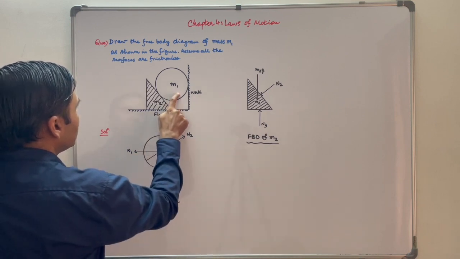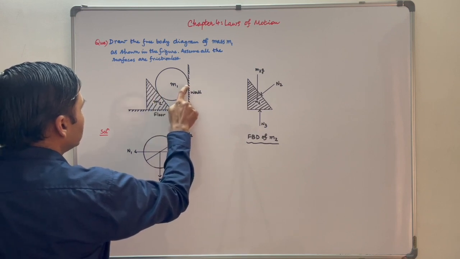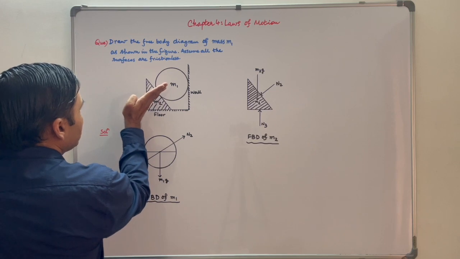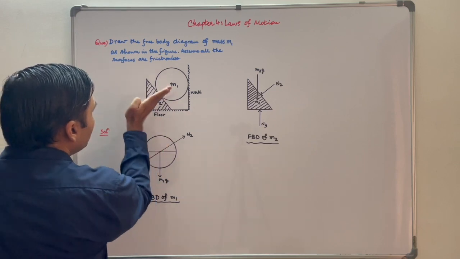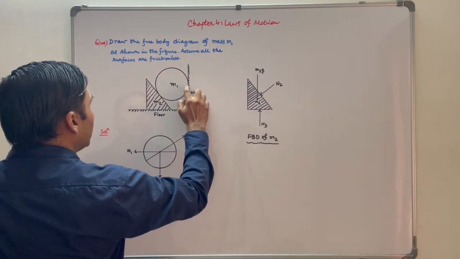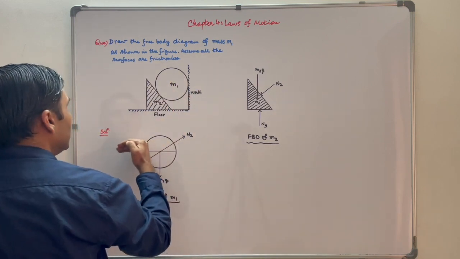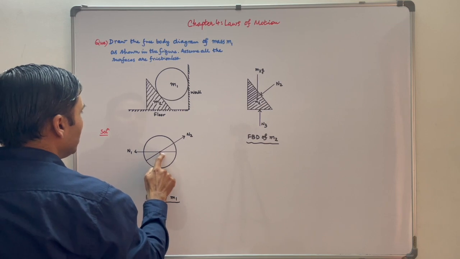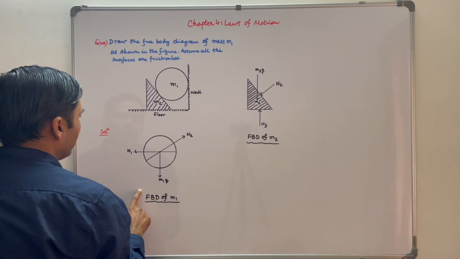This sphere is in contact with the wedge and the wall. These are the contact points. So at a contact point, the normal reaction will work perpendicular to the surface. So normal reaction N2 will be like this, perpendicular to this surface. And at this contact point, normal reaction will be like this, N1, perpendicular to the wall. Weight of the sphere will work at its geometrical center. So this is the FBD of m1.